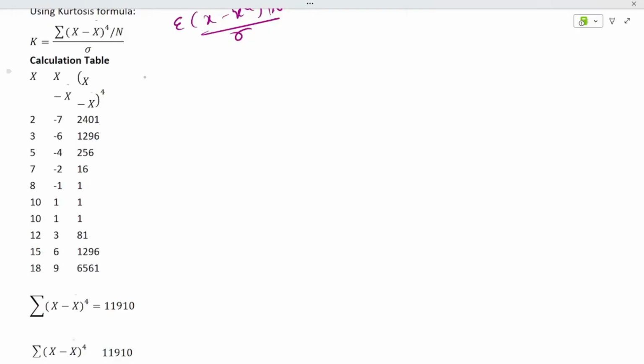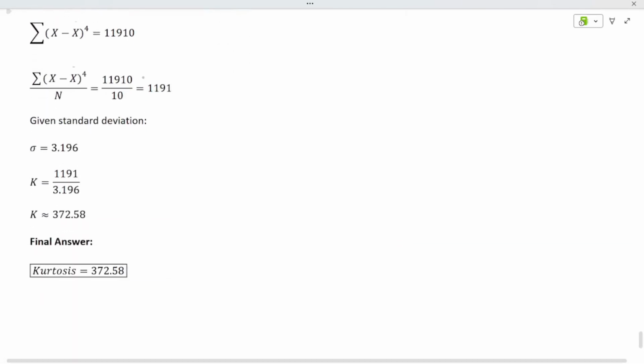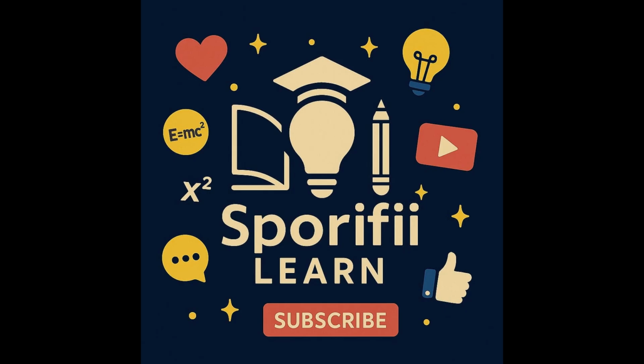Here I have given the (x minus x-bar) whole power 4 formula. I have given the calculation table also. You will get 11910 if you do this, and divided by 10 will give you 1191. The kurtosis value is this divided by the standard deviation term here, and you will get the value as 372.58. This was all about the module 1 video.